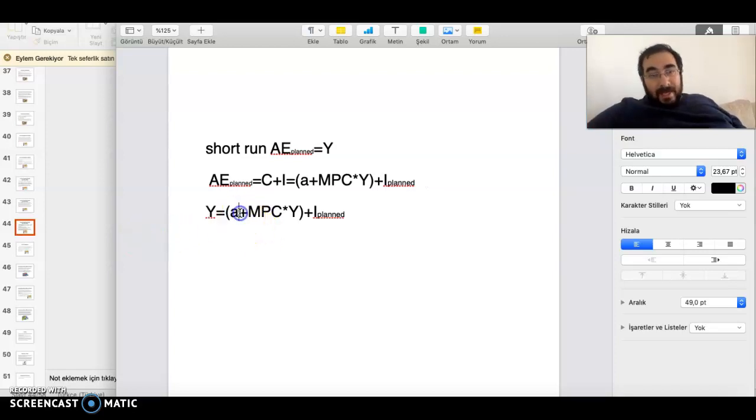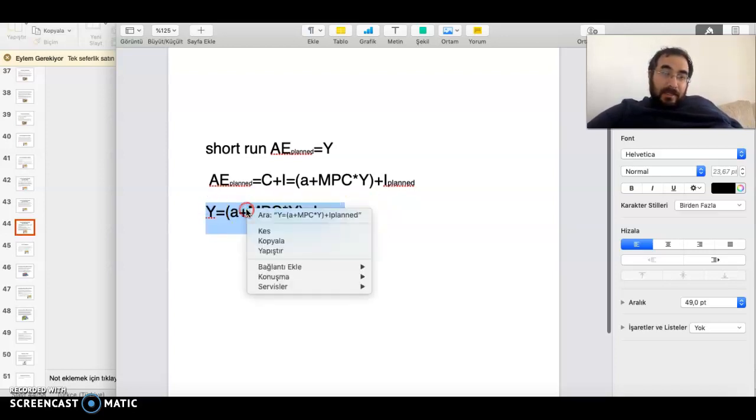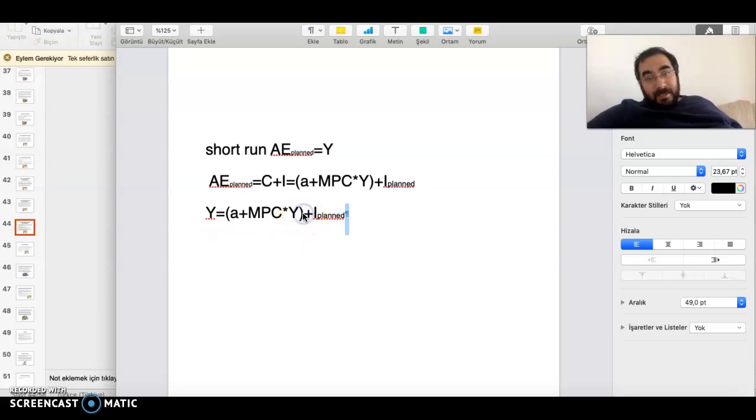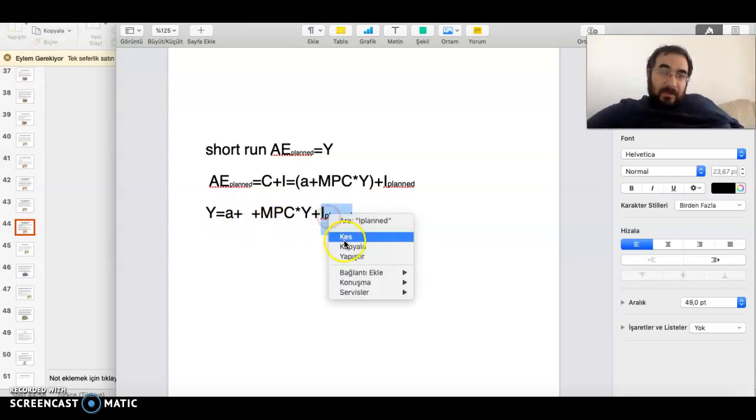Now we have a fixed A, fixed MPC and fixed I plan, and we have two Y's in our equation. This equation can also be written like this. We can open the parentheses since we are not multiplying this with anything. This was consumption, that's why we took it in the parentheses. And then we can take I plan basically here. I'm just changing the place of it.